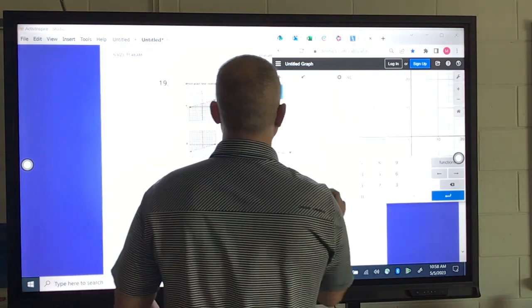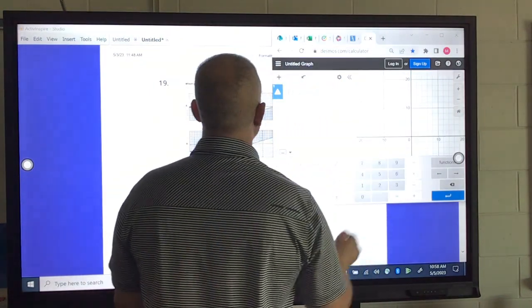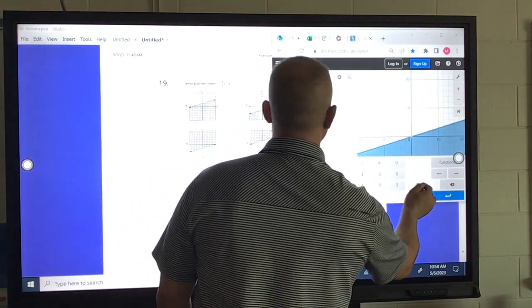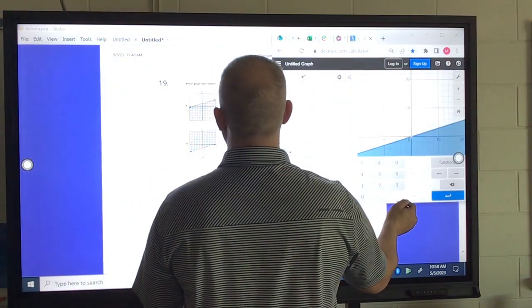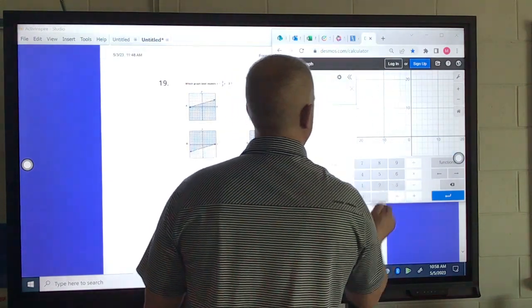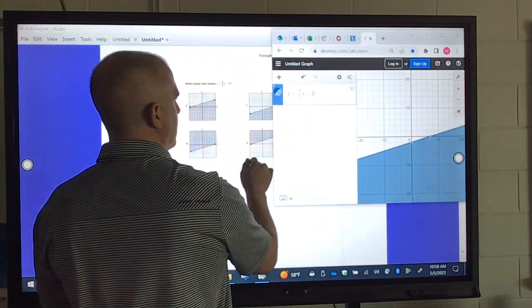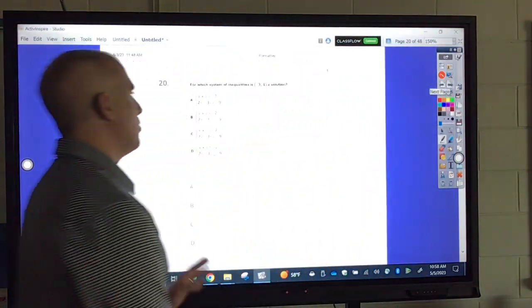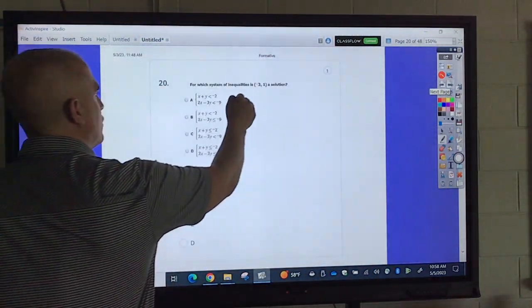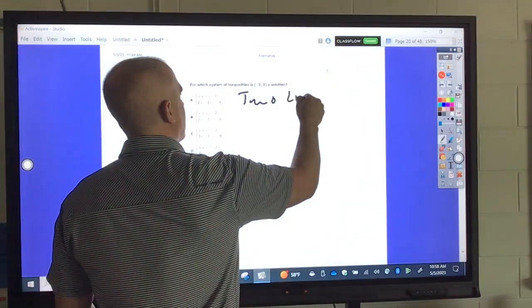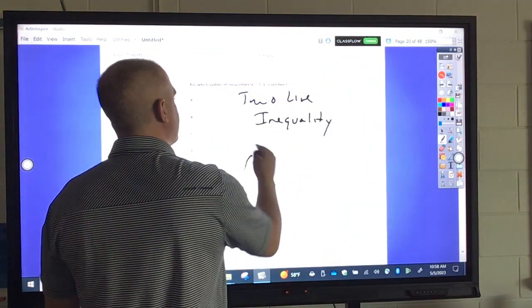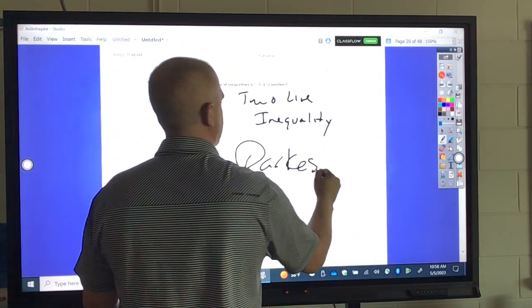Okay, y less than or equal to 2 divided by 7. Click over here, x minus 2. I think that's a minus 2. Yeah. Okay, so if you look where that's shaded down, that's got to be this one. Okay, 20. Now, if you have the 2-line inequality, you're looking for the darkest area.